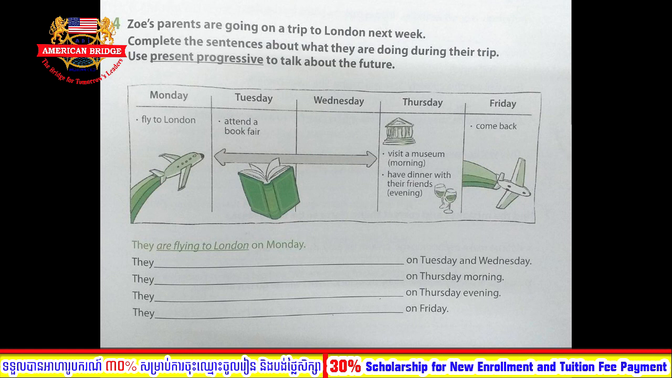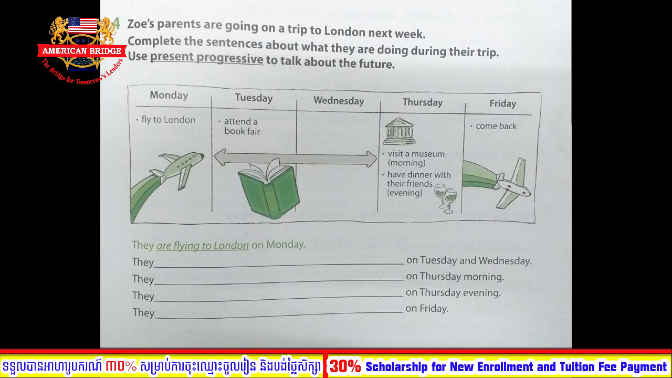So like the example, they are flying to London on Monday. The phrase are flying to London on Monday is a definite plan. It's arranged that they are flying to London on Monday. They are definitely flying to London on Monday. Okay, so don't forget to use this and remember to write them in the present progressive form, but to talk about the future.